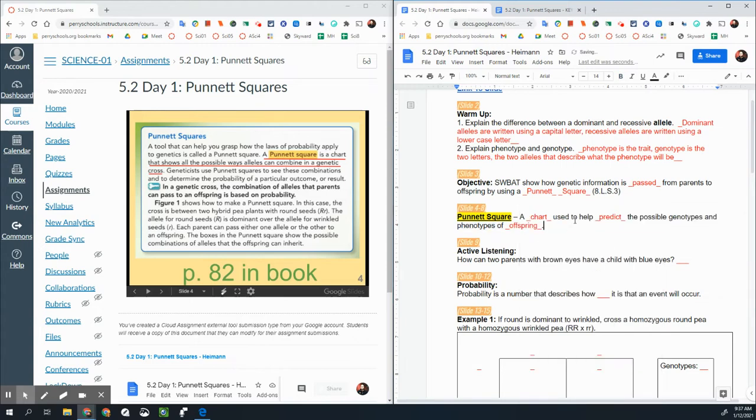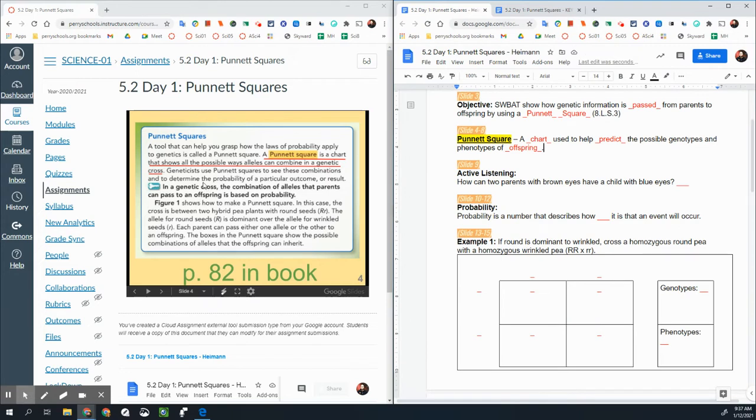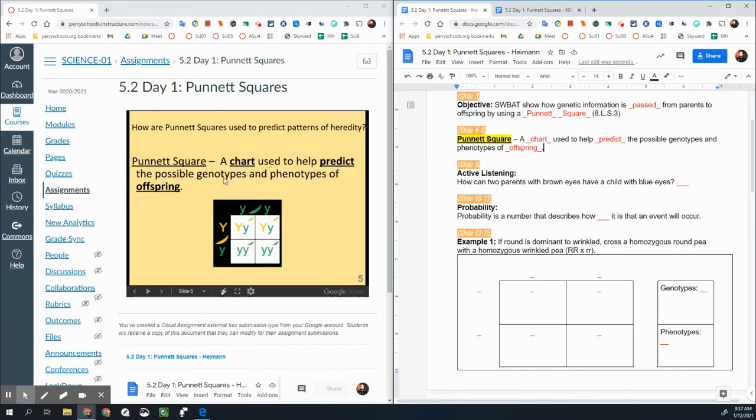A Punnett square is a chart used to help predict the possible genotypes and phenotypes of offspring. Geneticists use Punnett squares to see these combinations and to determine the probability of a particular outcome or result. In a genetic cross, the combination of alleles that parents can pass to an offspring is based on probability. All right. So here's the note. How are Punnett squares used to predict patterns of heredity? Punnett squares, a chart used to help predict the possible genotypes and phenotypes of offspring.